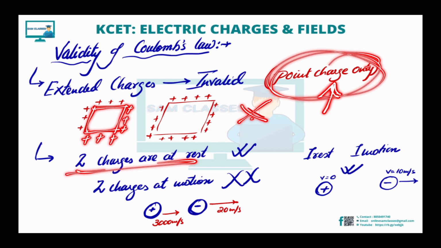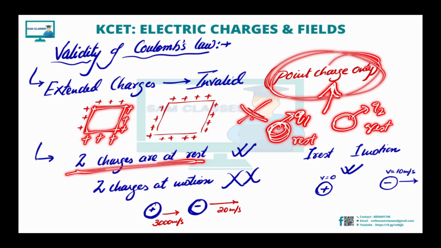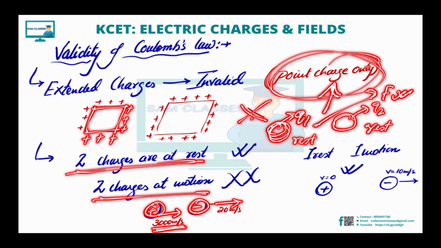Second thing is, if two charges are at rest, let's say this is your charge Q1, this is the charge Q2, and both are at rest. Now we can apply Coulomb's law, and we can get the force. Now what if both are in motion? One charge, positive, started running at 300 meters per second, and the negative also started running at 20 meters per second. Can we apply? No. We can't apply here. If one charge is at rest and the other charge is in motion, can we apply? Yes, we can apply, students.